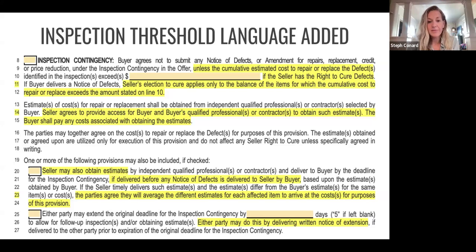If the seller timely delivers such estimates, and the estimates differ from the buyer's estimates for the same items, the parties agree they will average the different estimates for each affected item to arrive at the cost for the purposes of this provision. So it gets a little convoluted for sure. They have to spell it all out just in case these scenarios come up.